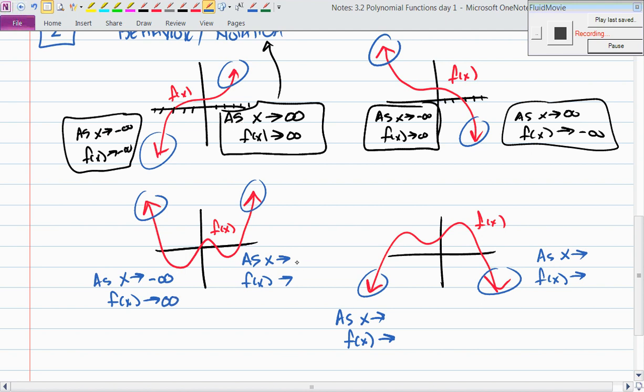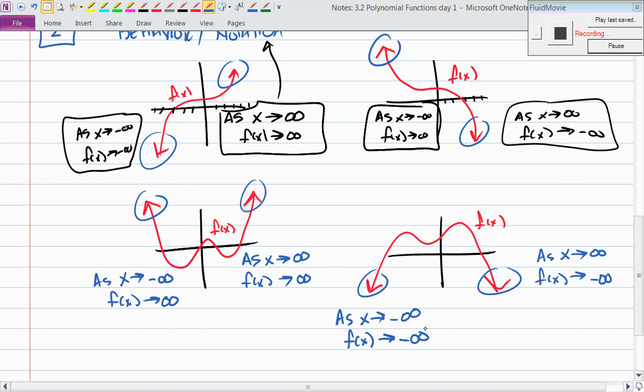What did you put for the right-hand side here? Good. As x goes to infinity, f of x goes to positive infinity. And then, Ryan, what did you get for the right-hand behavior on the one on the right here? As x goes to infinity, x goes to negative. Very good. And then on the left-hand side, what did you get? Okay, as x goes to negative infinity, f of x goes to negative infinity.